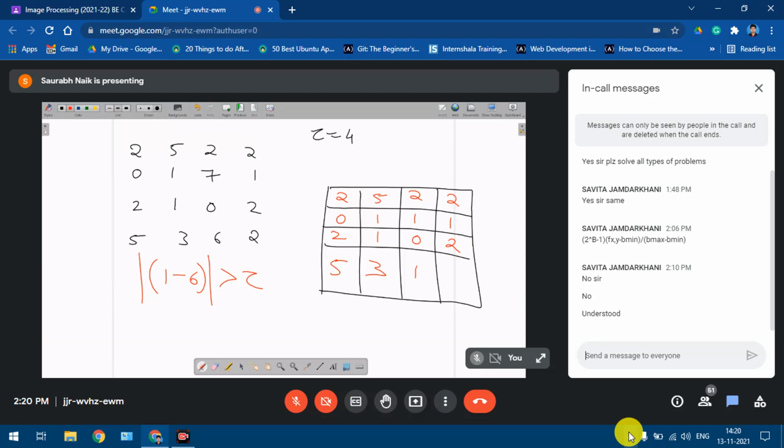Okay, so here you will then have the average of 6 plus 2, which is 8 divided by 4, which is 2. So after neighborhood averaging, you will basically get this value. Is this understood?